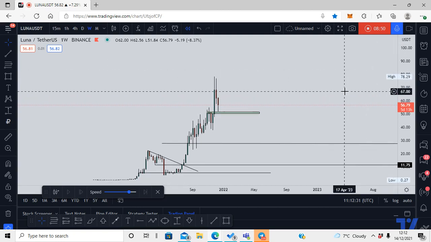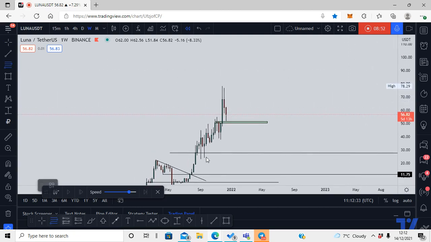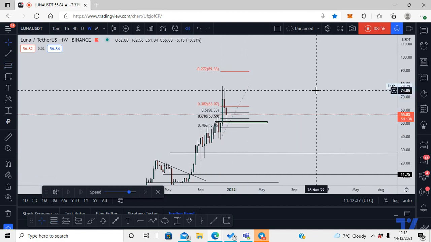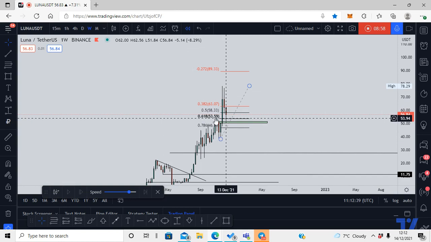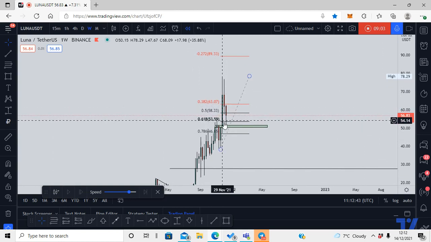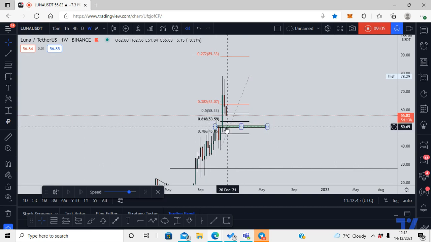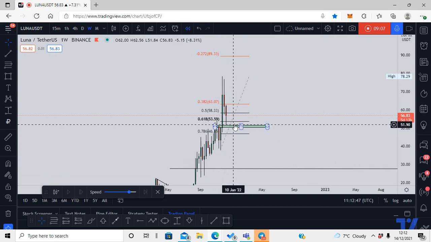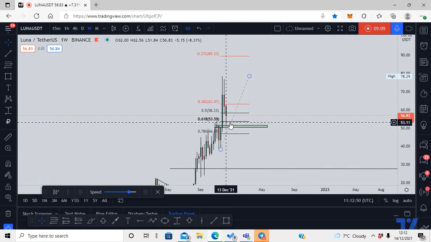And that's exactly what the market has done. If we take our Fibonacci from the low to the high of the most recent impulse, we can see the market is currently testing the 0.618, the golden ratio, which is aligning very nicely with this area of support, previous resistance turned support, giving us a confluence of support at this zone.